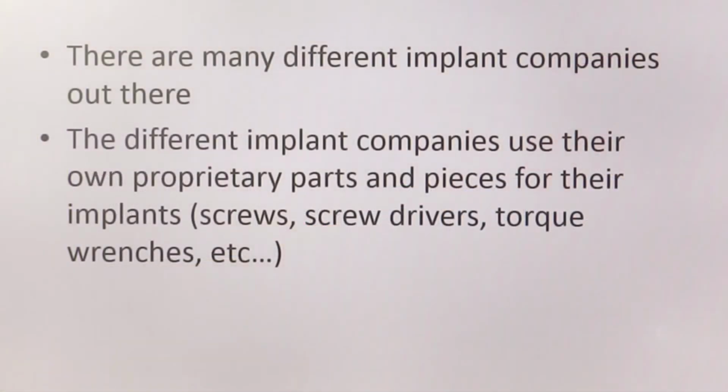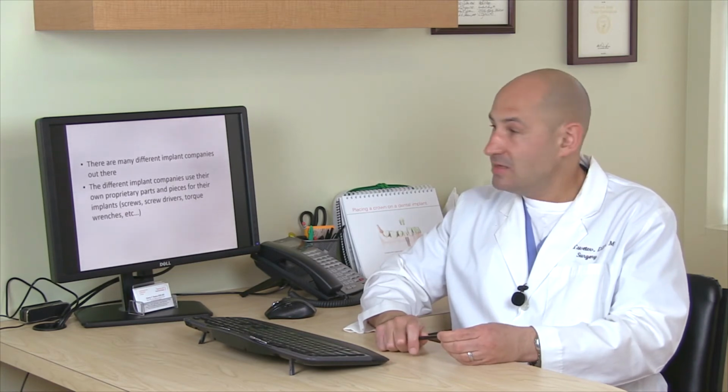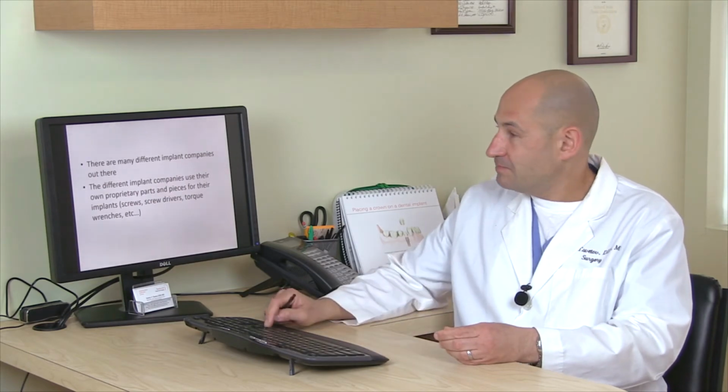So as we discussed, there are many different implant companies out there, and they all use their own proprietary technology, proprietary parts and pieces, including the screws that secure the abutment into the implants, the little screwdrivers that are used to tighten those screws, and the torque wrenches that are used to check exactly how well that screw is tightened inside of that implant. So let's look at a few examples.